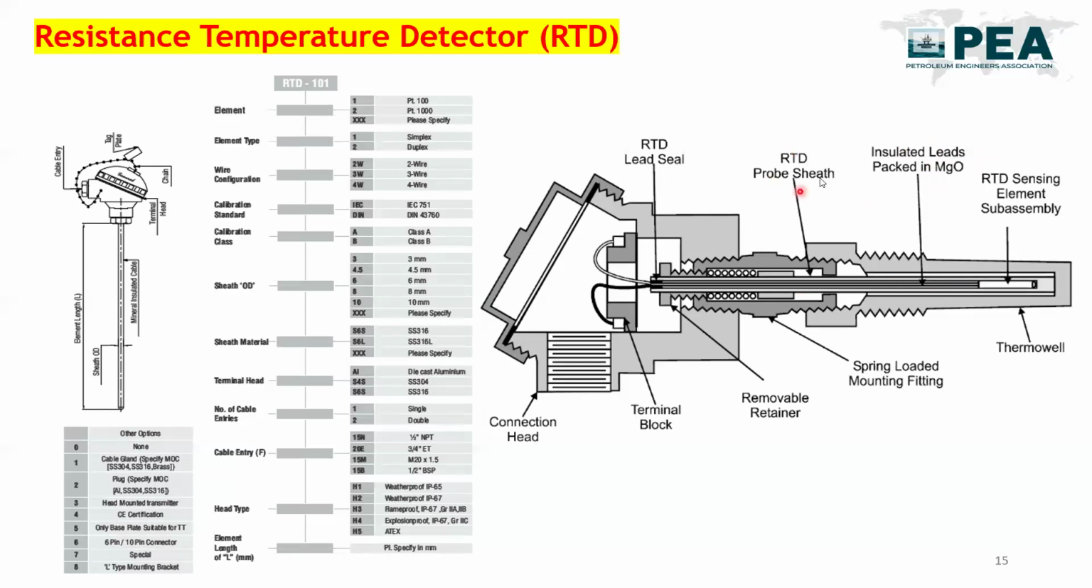Okay, this is your RTD probe sheath. Okay, this is called your RTD head. So this is your RTD head. There is a connection head terminal where the cable will be terminated. Okay, so this is the construction of the RTD.